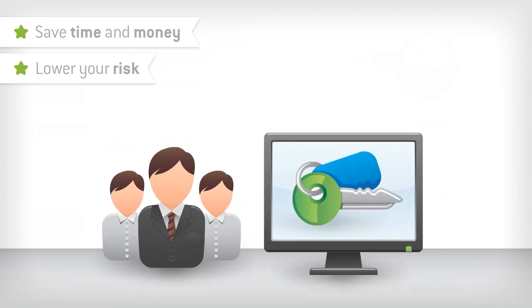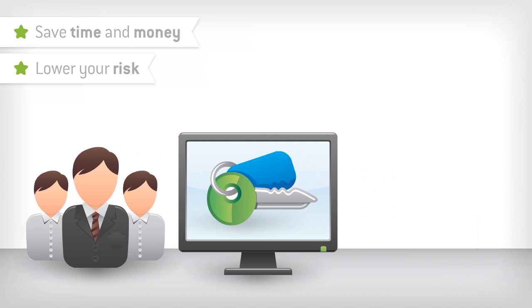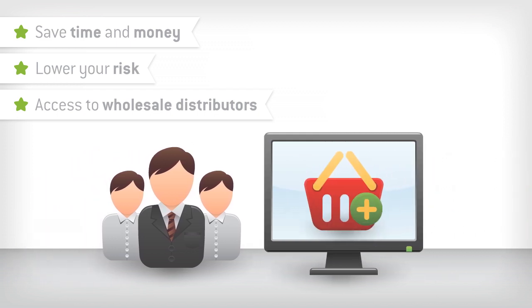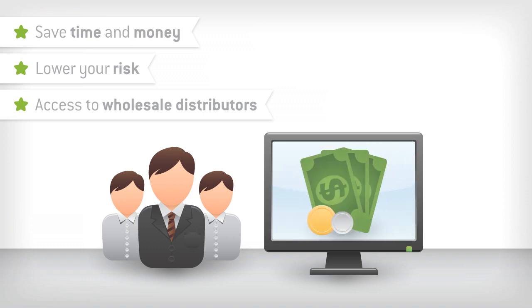The key to running a successful online business is having the right products to sell. With Doba, you get instant access to hundreds of wholesale distributors and manufacturers and their products. Since we've already established the relationships, all you have to do is decide what to sell. And because of Doba's buying power, many products are cheaper than if you went straight to the supplier.